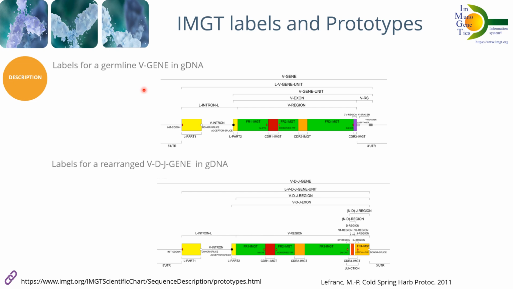Here are shown the prototypes of two entities described in genomic DNA: a variable gene in germline configuration, and an entity resulting from the rearrangement of V, D, and J genes. We can see the different labels and the common labels, especially regarding the variable gene. All the IMGT labels are used for the annotation of nucleotide and protein sequences by biocurators and by IMGT tools, and these labels can be used to query the databases.